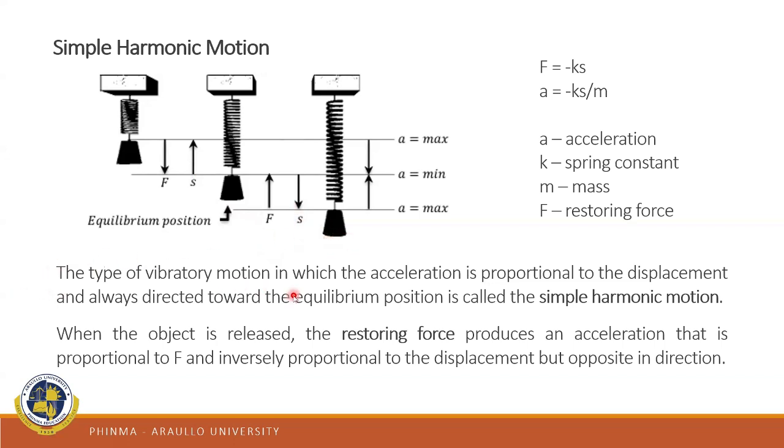So the type of vibratory motion in which the acceleration is proportional to the displacement and always directed toward the equilibrium position is called the simple harmonic motion. So yung acceleration daw natin is laging towards the equilibrium position. So as you can see, ang ating acceleration dito is ito, di ba, yung A. Tapos yung direction niya is pataas, pabalik dun sa ating equilibrium position. Tapos kapag naman kinompress natin yung spring, ang ating acceleration din is pababa, which is pabalik sa ating equilibrium position.